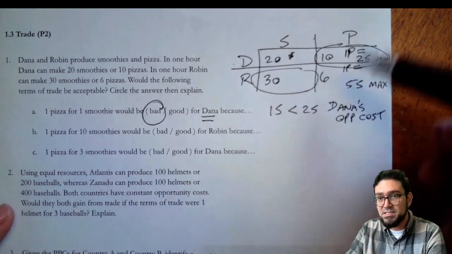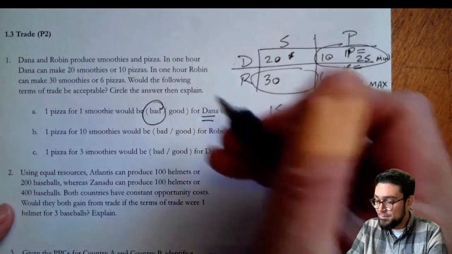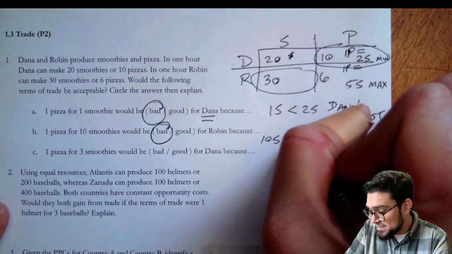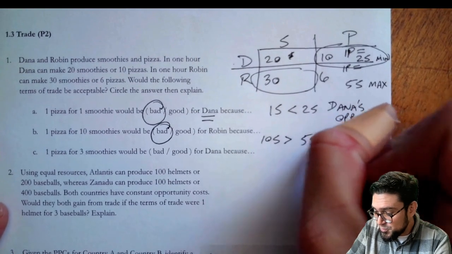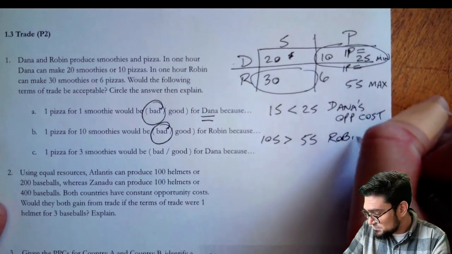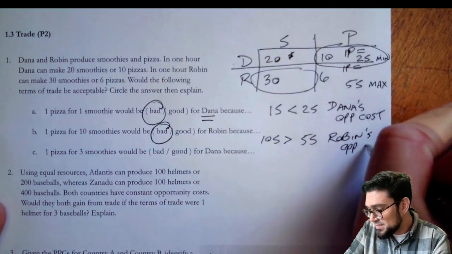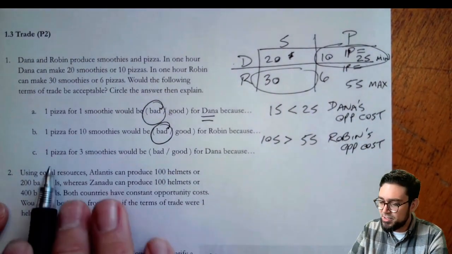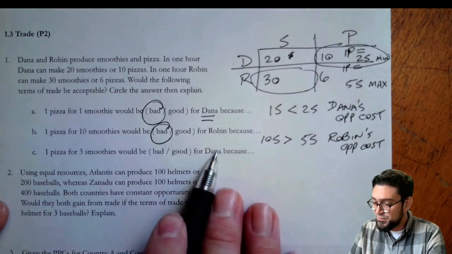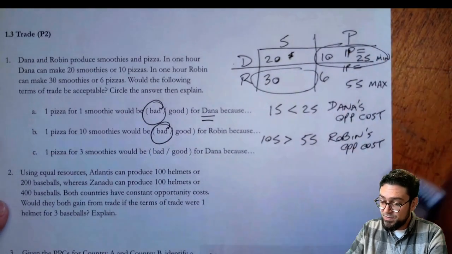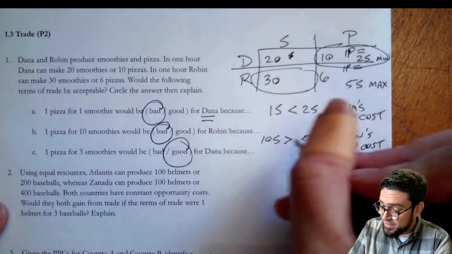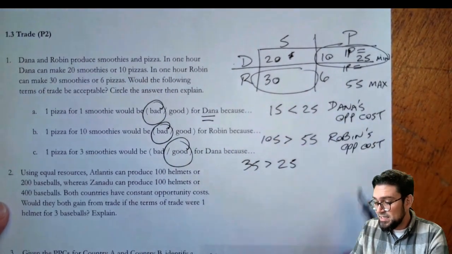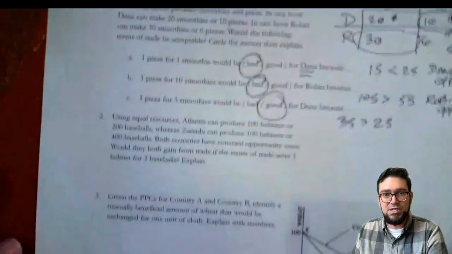1 pizza for 10 smoothies, right? When thinking about Robin, well, that's bad for Robin because 10 smoothies exceeds his 5 smoothie opportunity cost. So we're really just comparing to their minimum and maximum prices and thinking about it as their opportunity cost. 1 pizza for 3 smoothies for Dana. So that is in between the 2. It's actually good for both of them. We'd say 3 smoothies exceeds 2 smoothies, and you get the idea that that's Dana's opportunity cost.